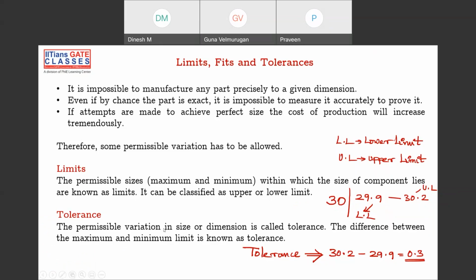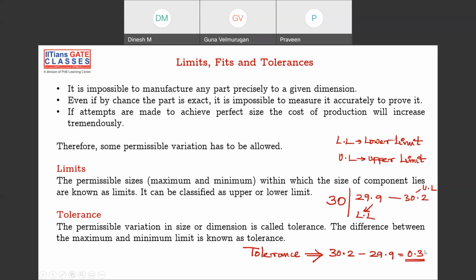Okay, and next is tolerance. What is tolerance? The difference between the upper and lower limit. That's it. The difference between the upper and lower limit will give you the tolerance. I will say maximum this much, minimum this much, but what is the range? The range is known as tolerance. The difference between the maximum and minimum limit, or upper limit and lower limit, is known as tolerance. That is 30.2 minus 29.9, which gives you 0.3.